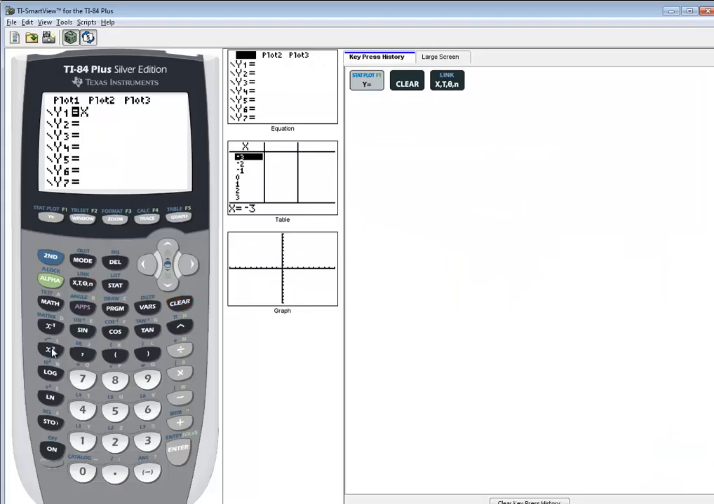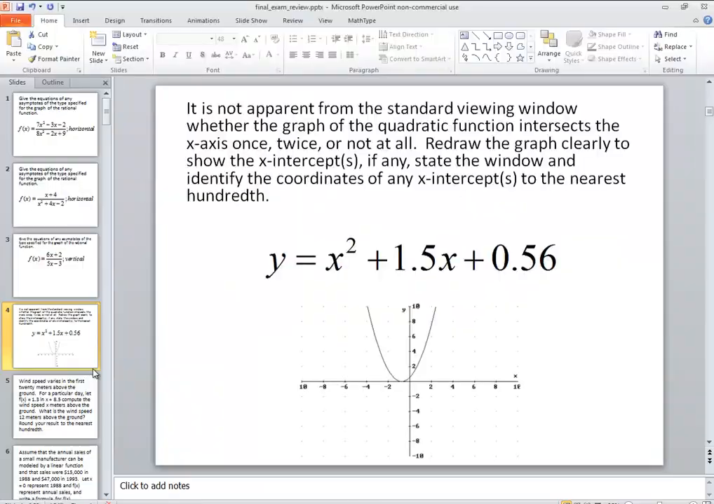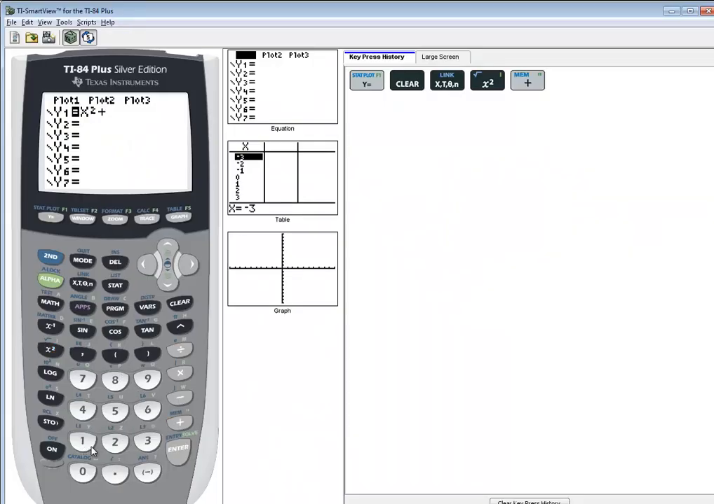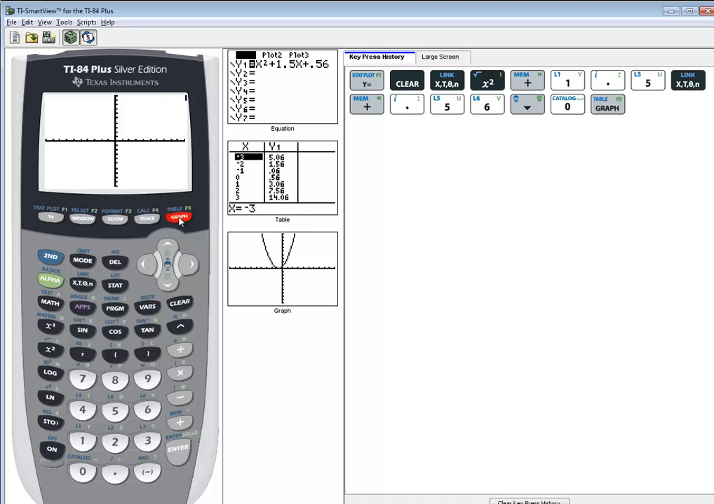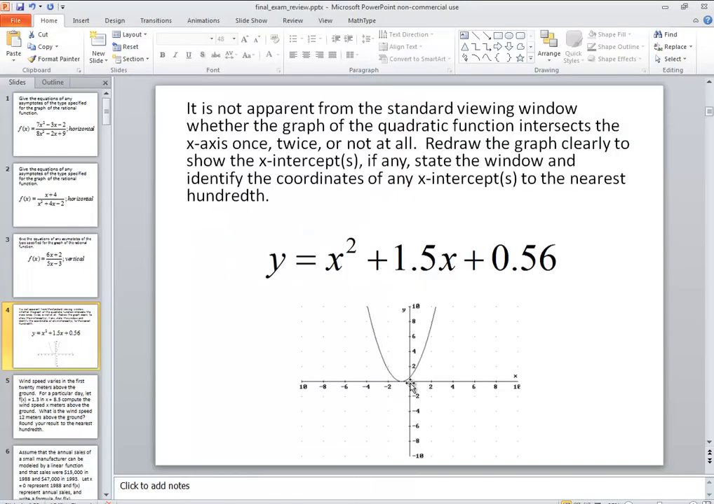Then we got x squared plus 1.5x plus 0.56, and I'm going to put 0 on y2. I'll talk more about that later, but I'm going to put 0 on y2. Now let me simply just push graph. And it doesn't look much different than what we got right here.